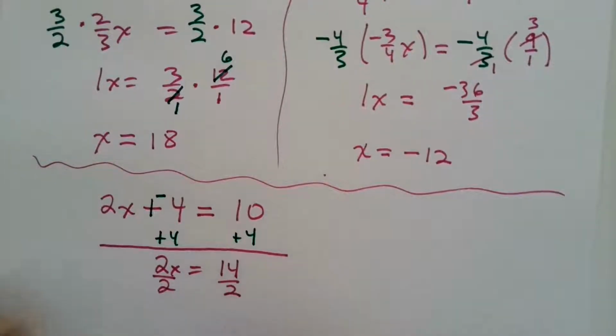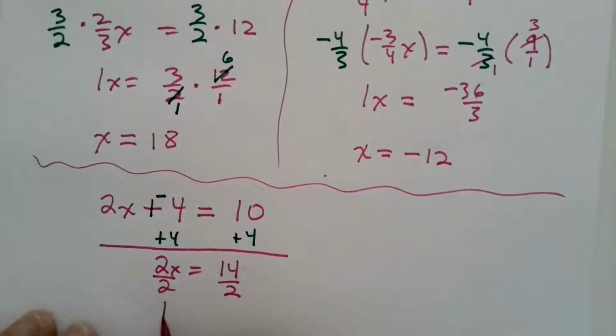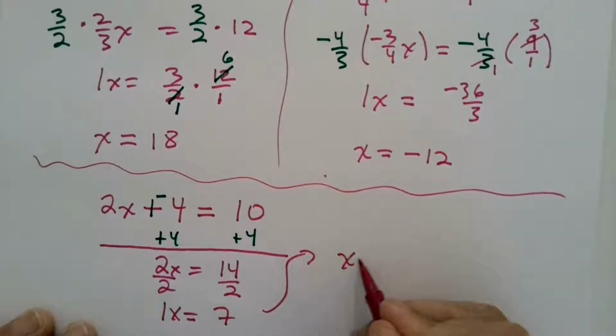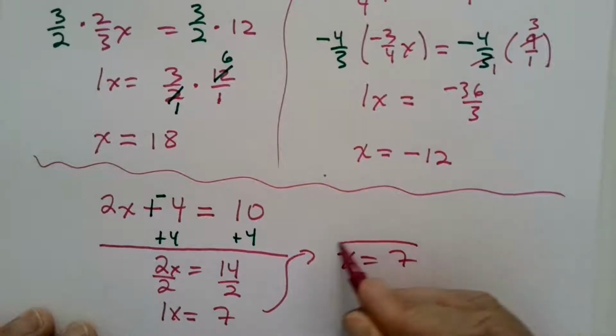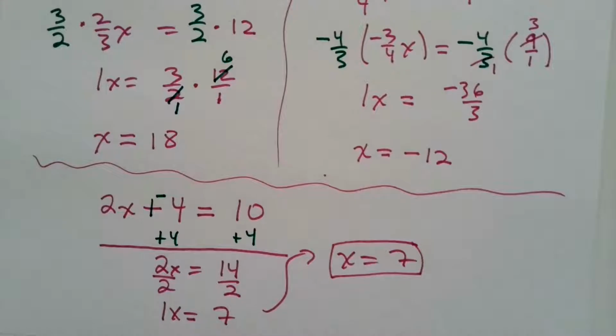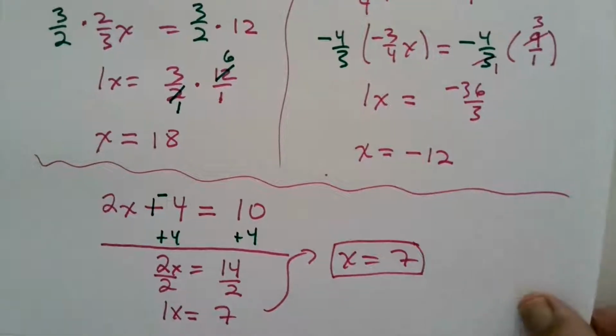Whatever I do to one side of the equation, I should do to the other. So I'm going to divide both sides by 2. Divide by 2, divide by 2. 2x over 2 is 1x. 14 over 2 is 7. So my answer here is x equals 7. Let's do a couple more of those just so we get some practice. Next up, I will do 7x minus 1 is negative 15.